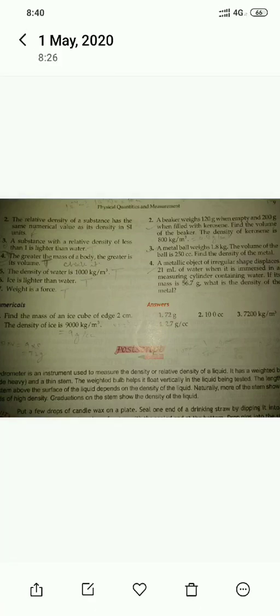A metallic object of irregular shape displaces 21 milliliter of water when it is immersed in a measuring cylinder containing water. This is something we did in the experiments while studying the measurement of volume of an irregular solid. I had told you there that the amount of water displaced gives us the volume of the irregular solid. So here the amount of water displaced is 21 milliliter, which means 21 milliliter is the volume of the object.